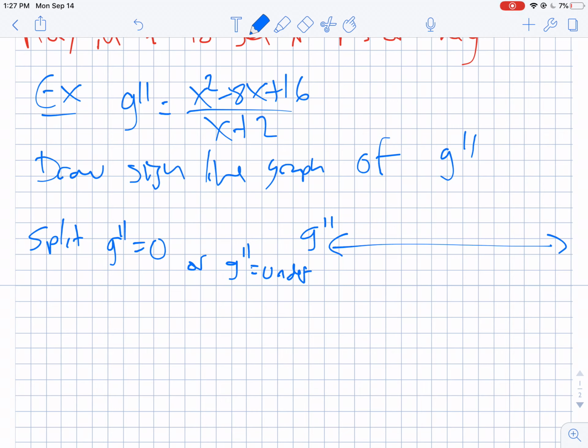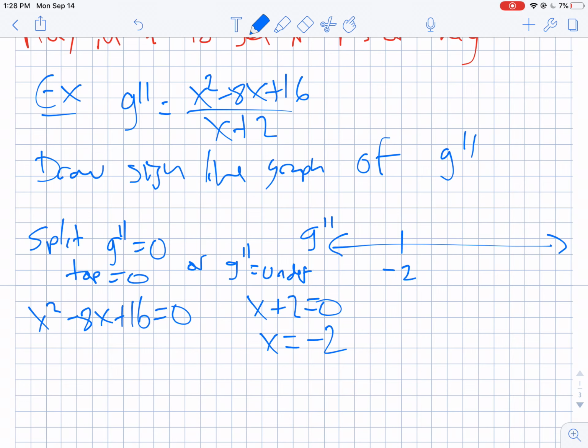So in this case, we're undefined when the bottom equals 0, so when x plus 2 equals 0, so when x equals negative 2. So when we're undefined, that's where we can see a sign change. When the second derivative equals 0, that's when the top equals 0. So that's when x squared minus 8x plus 16 equals 0. So you can actually factor this as (x minus 4) squared. So the other critical point is that x equals 4.